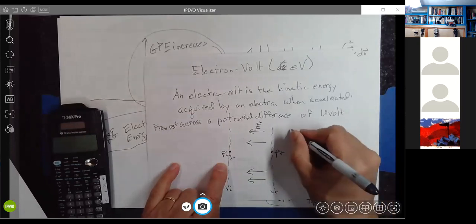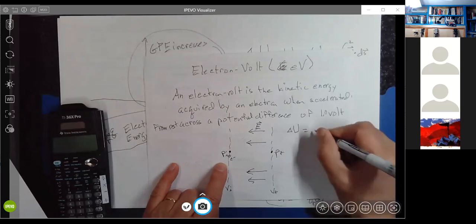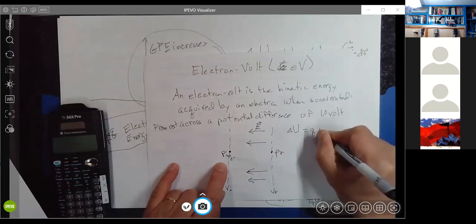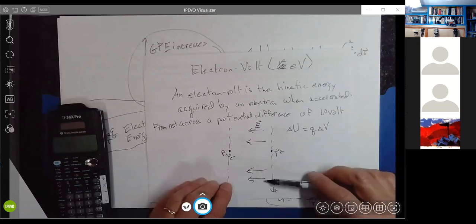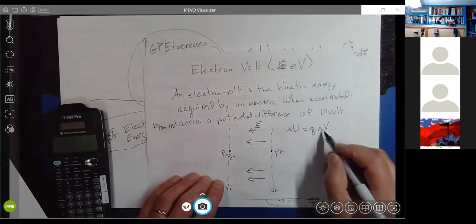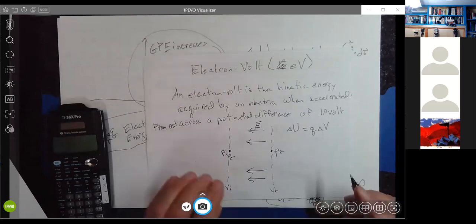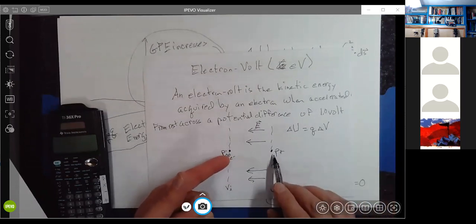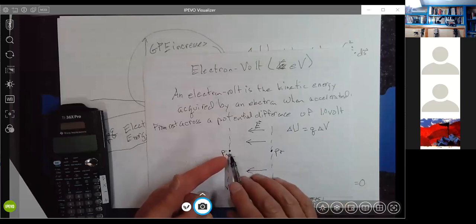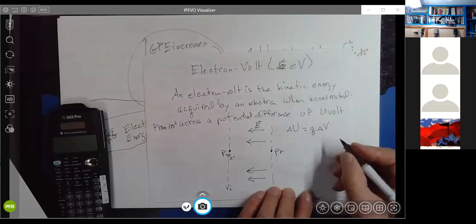Okay, so here's the difference in electric potential energy for this electron. Delta U is going to be Q delta V for the electron. Now, V final minus V initial is going to be 1 volt. It'll have a negative change in potential energy, but that lost potential energy is going to show up as kinetic energy. So I can set this up this way.